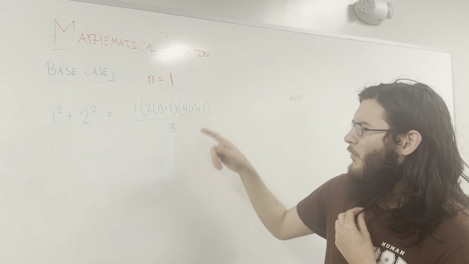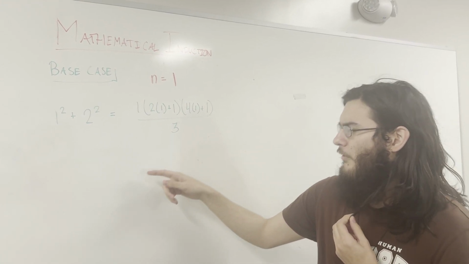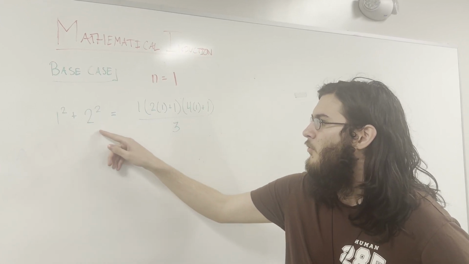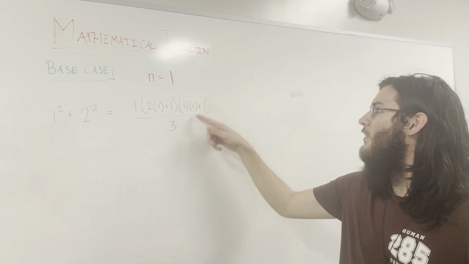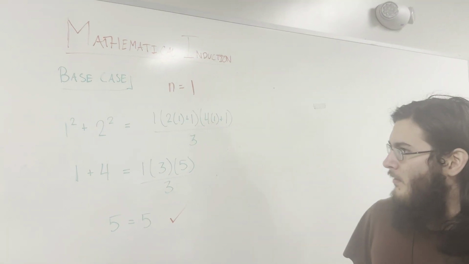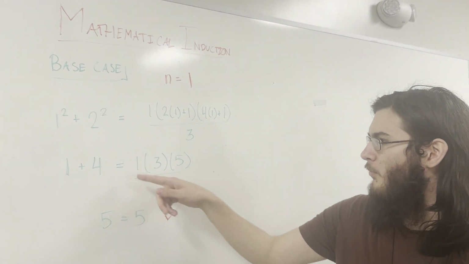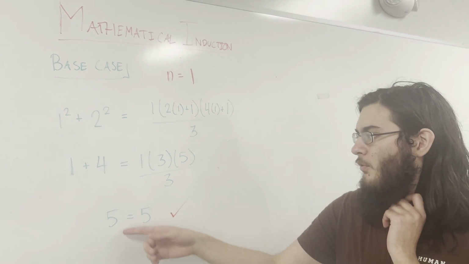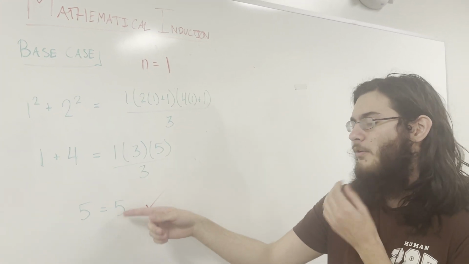So for n equals 1, the first 2n integers are the integers 1 and 2. So the sum of the squares of those is 1 squared plus 2 squared, and we're setting that equal to this. So this simplifies down into 1 plus 4 equals 1 times 3 times 5 all over 3, which simplifies even further into 5 equals 15 over 3, or 5 equals 5.